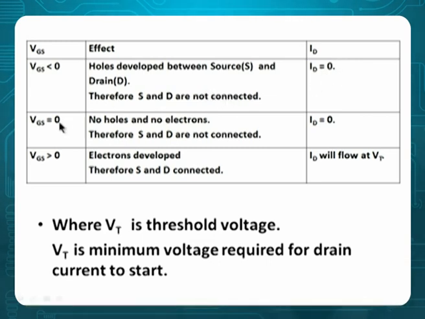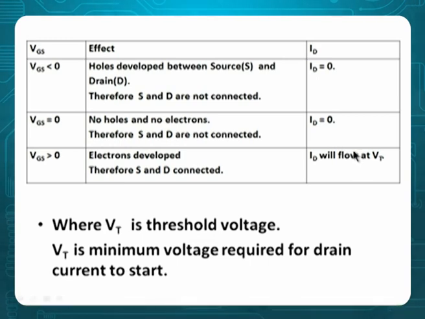Then if you give VGS 0, no holes, no electrons. Therefore, source and drain are not connected. Still they are not connected. When you give positive, opposite carriers, meaning electrons, develop. Therefore, source and drain are connected, and ID will flow.